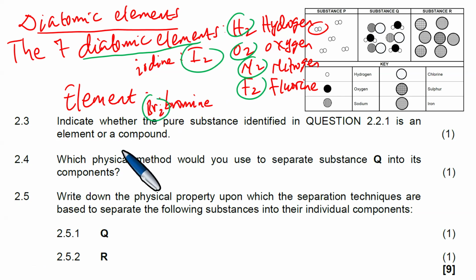Okay, let us continue and answer this chemistry paper that had been written by the grade 10 learners a couple of years back. Now in 2.4, we're asking the question, which physical method would you use to separate substance Q into its components? So to separate substance Q, what physical method would you use? At this point, we'd have to separate water and salt.